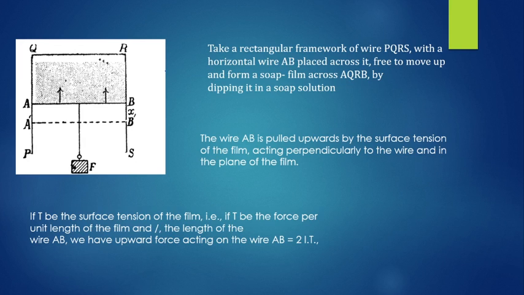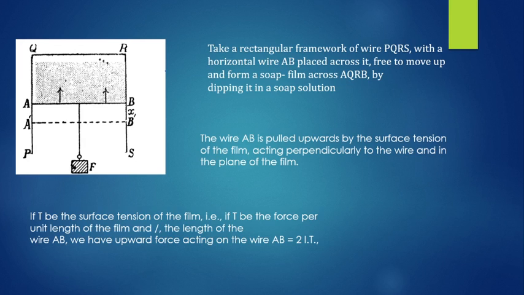The next topic is we are going to analyze the surface energy. Take a rectangular framework of wire PQRS with a horizontal wire AB which is free to move. We consider a rectangular film, a film PQRS, and we dip that film in a soap solution. The wire AB can move, so we can move it upwards or downwards.